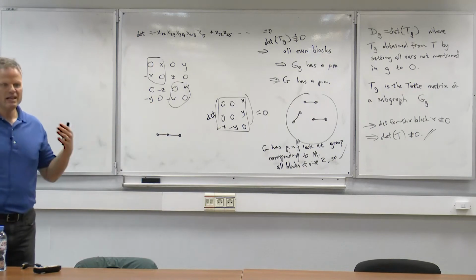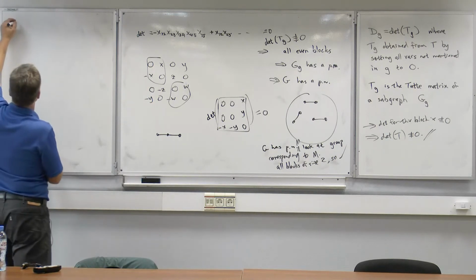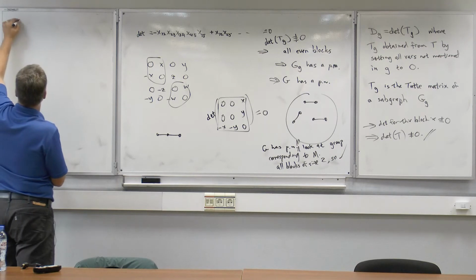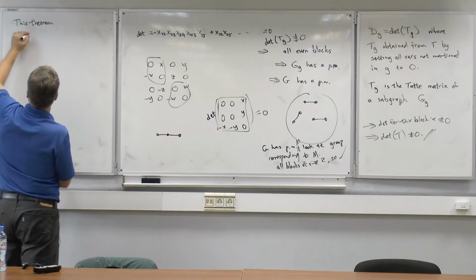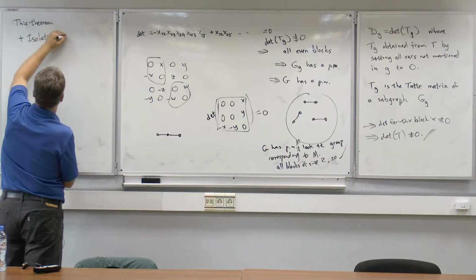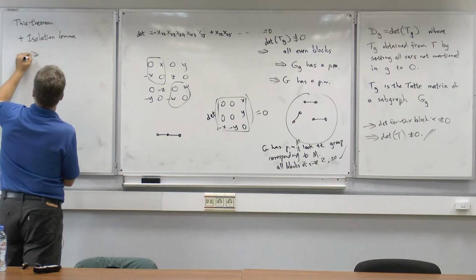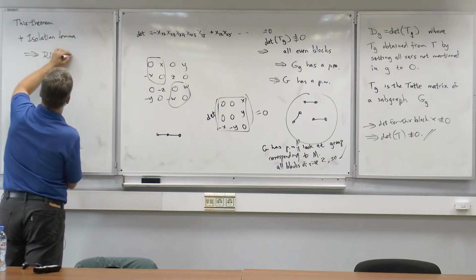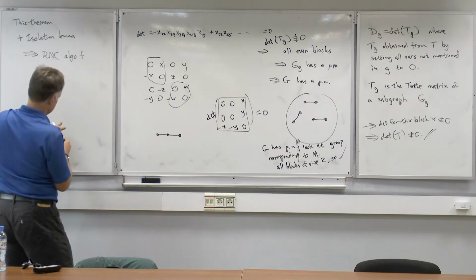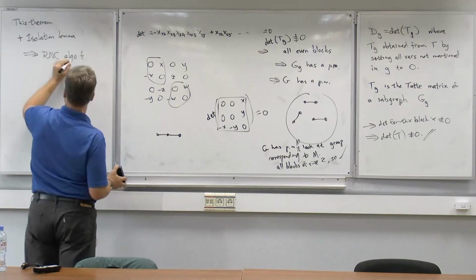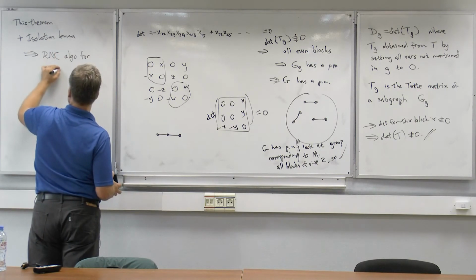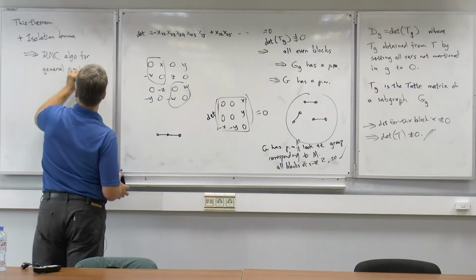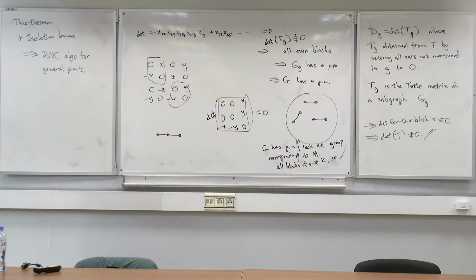So basically, this theorem, plus the isolation lemma, gives you an RNC algorithm. It gives you an RNC algorithm for general matching, general perfect matchings. Okay, at least the decision problem.